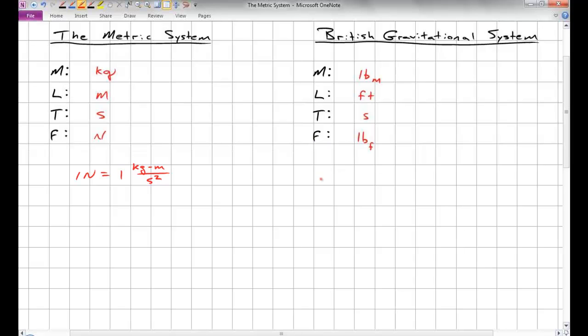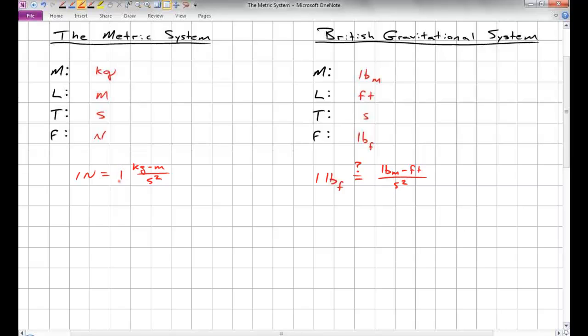We've got the dimensions of force. We've got 1 pound force. How do we relate this to the basic units of mass, length, and time? So we've got pound mass, feet per second squared.